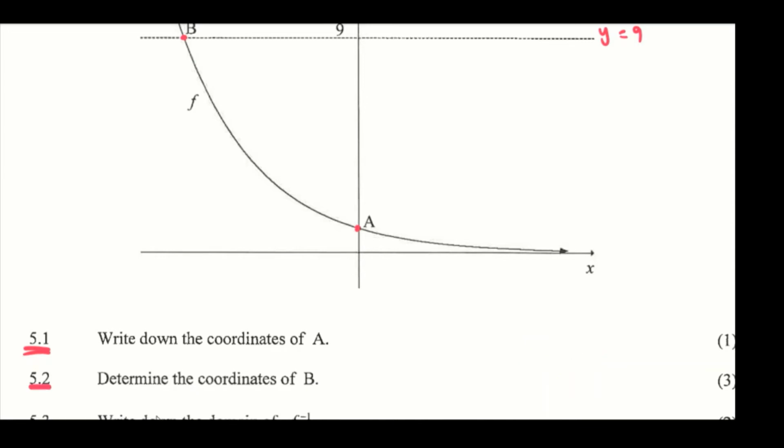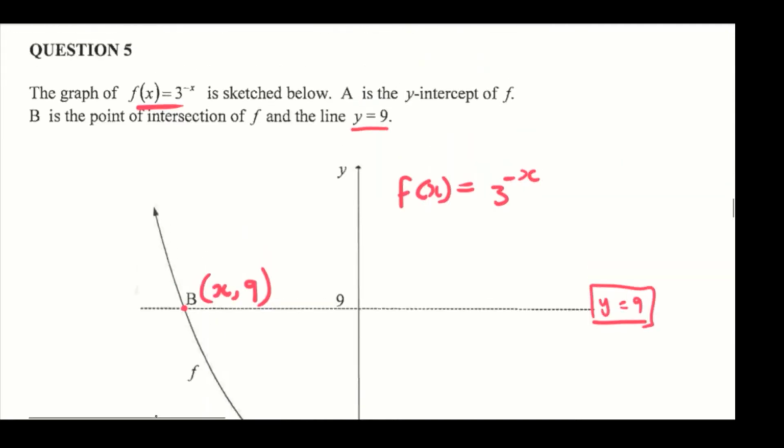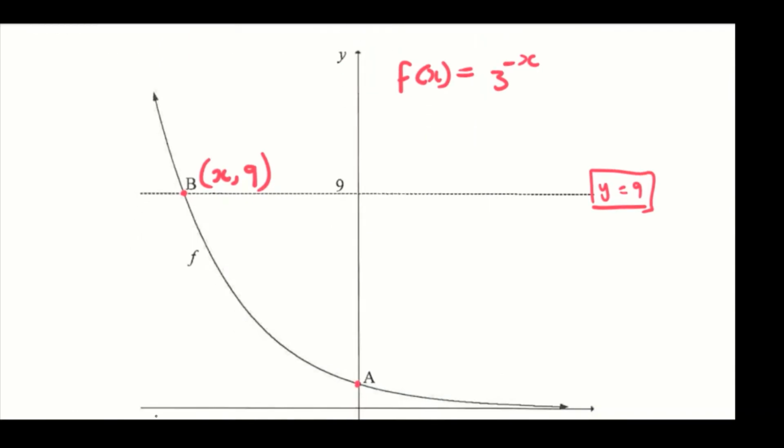So now going to 5.2, they say write down the coordinates of b. So we're having b at this point here, and we know very well that we don't know the value of x, but we know the value of y to be 9, right? Because of this equation of y is equals to 9. So to find that, we have our f of x being equals to 3 to the power of minus x, right? Yes. So we're going to substitute this value of y to find the value of x, right?